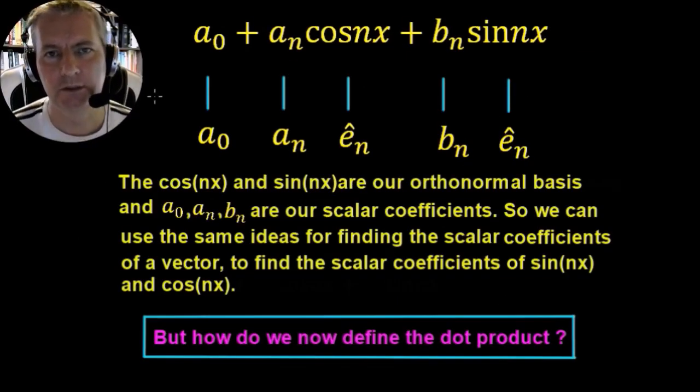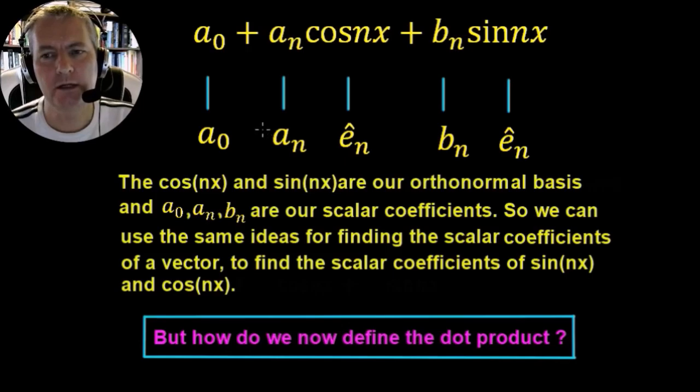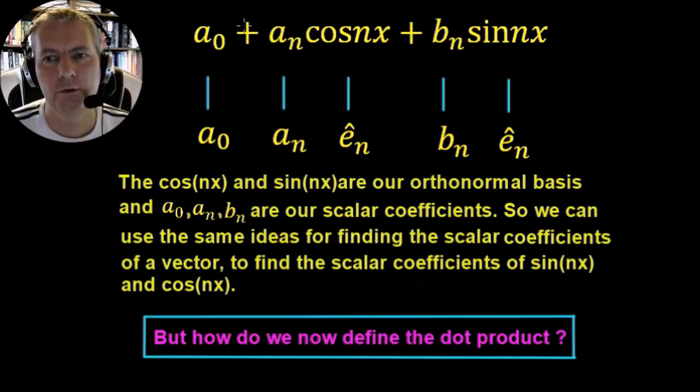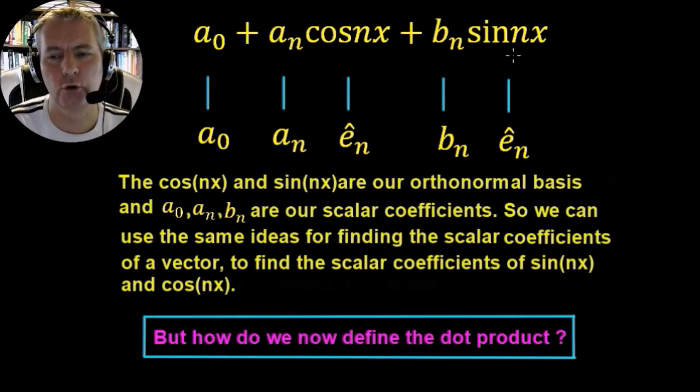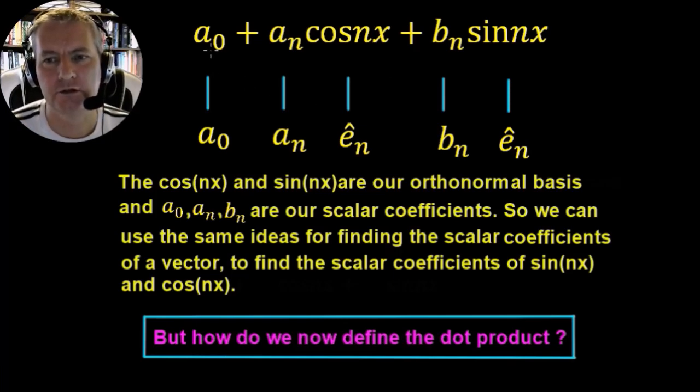So everything so far has been leading up to this point. We take our Fourier series, and we're looking to find the values a0, an and bn. We can think of these as scalar coefficients, and if we think of the cos nx and the sin nx as forming an orthonormal basis, then we can use the process we've seen previously of taking the dot product in order to find these scalar coefficients. So a0, an and bn are the scalar coefficients, and cos nx and sin nx form an orthonormal basis.